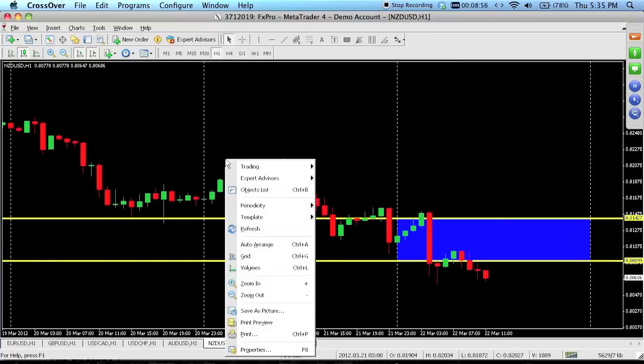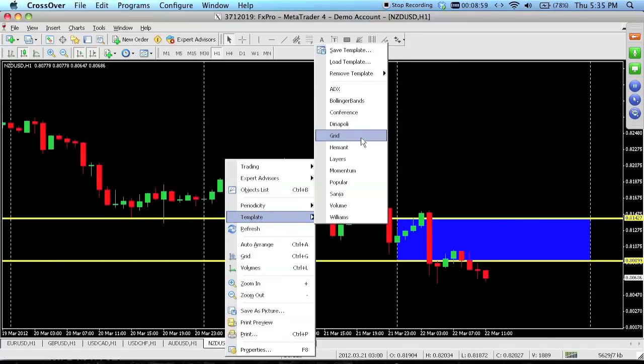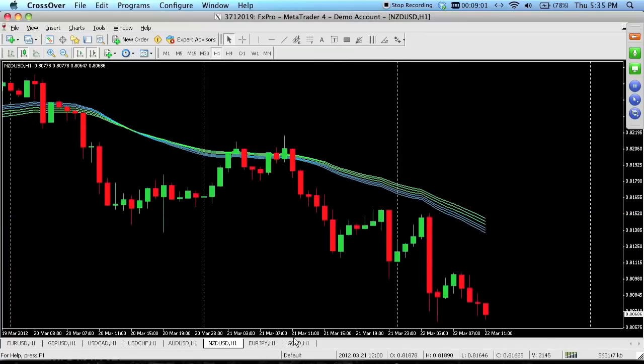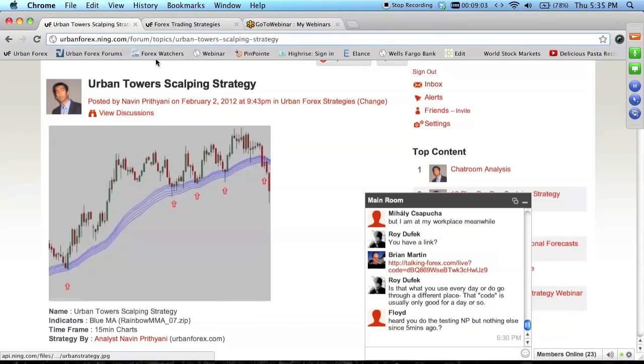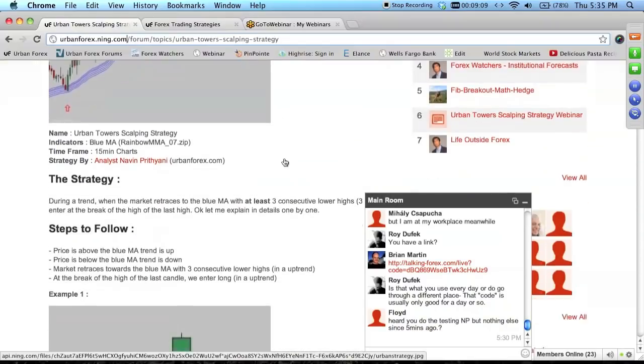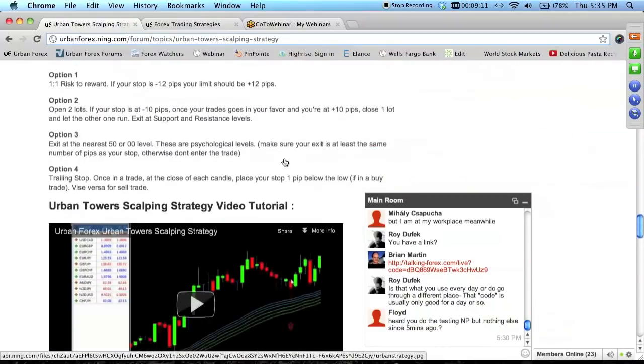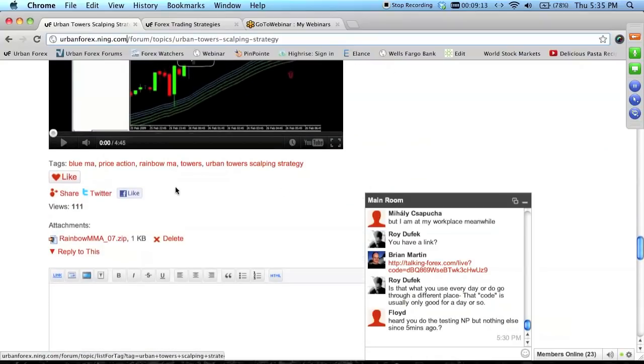For those of you who do not have this rainbow indicator that I'm putting up right now, you can get it on the forums page on urbanforex.ning.com. Under the forums, when you come up to the strategy, it is towards the bottom of the page. Below the video, you will see the zip file, which is the indicator. If you do not know how to use the indicator, please let us know in the chat room. Somebody is more than happy to help you get that installed.